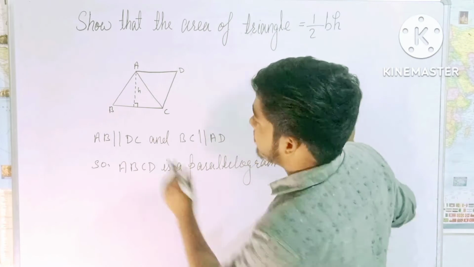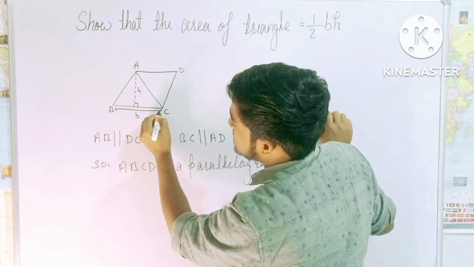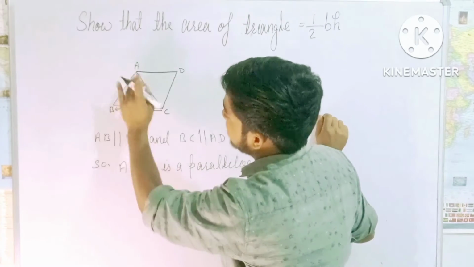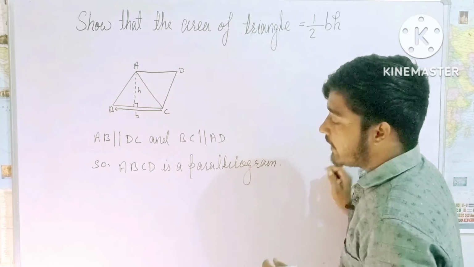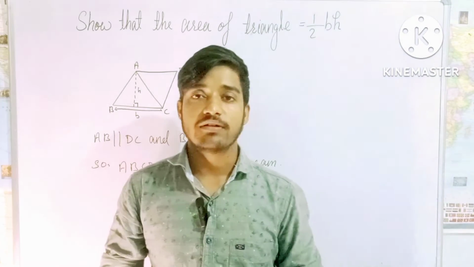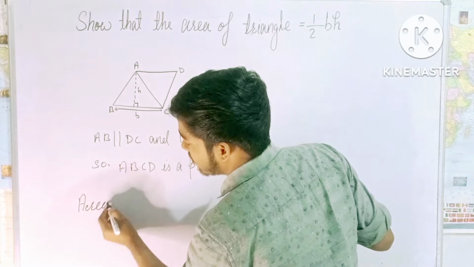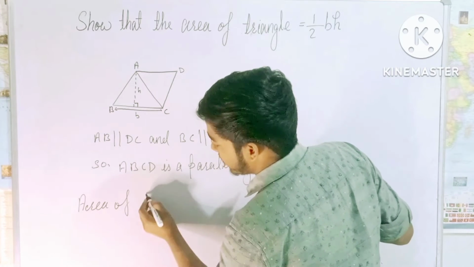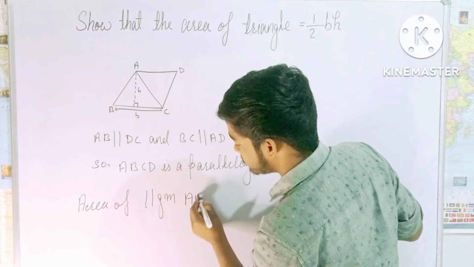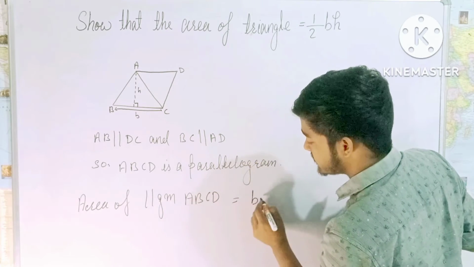Assume this BC is the base. This base is common for the parallelogram as well as for triangle ABC, right? As we know, the formula for the area of a parallelogram is base into height. So the area of parallelogram ABCD is equal to base into height.